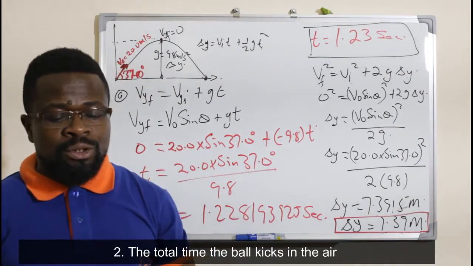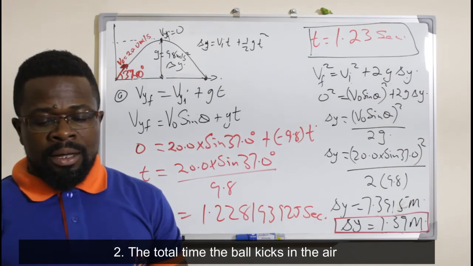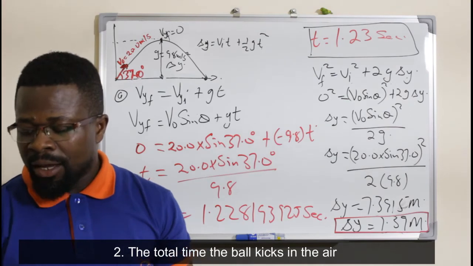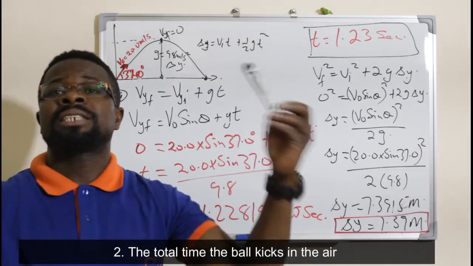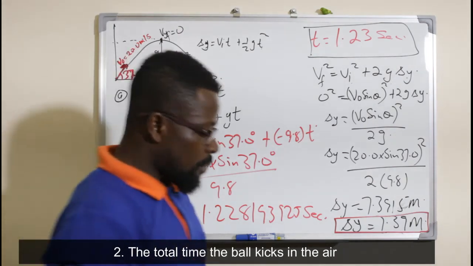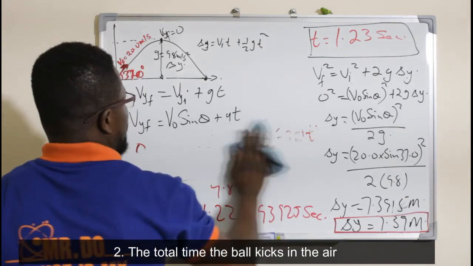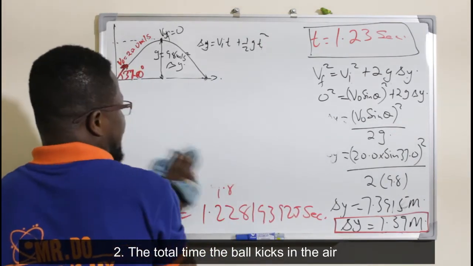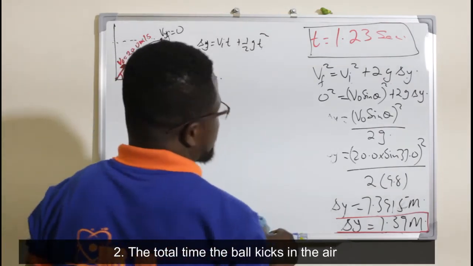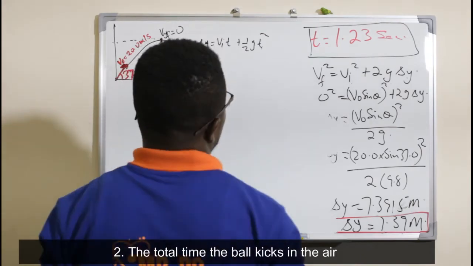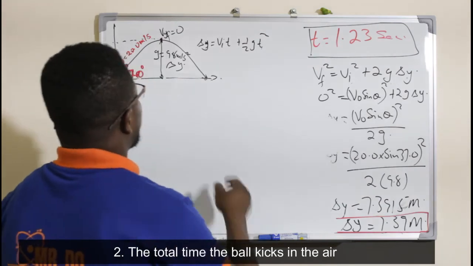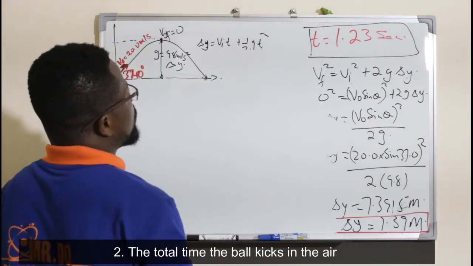The next question says the total time the ball is in the air. So that means we are now calculating the whole time it will take the ball to reach the ground. There are two ways we can do that, but the right way to get the exact value, because we don't know the examiner's mind, is for us to use this formula, and then we'll be able to find the total time.